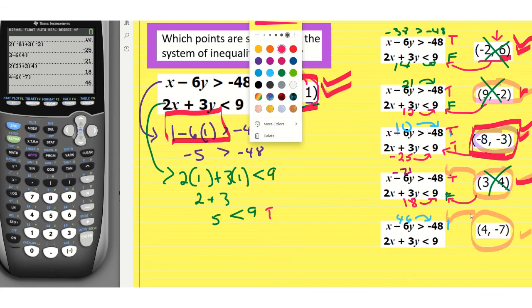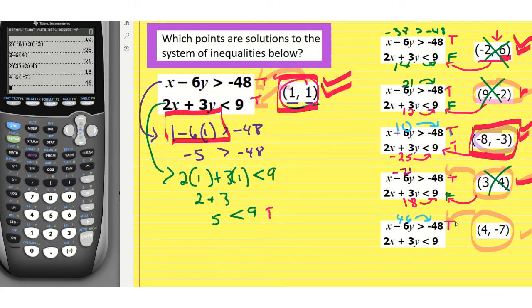That is a true statement right there. Okay, now we're going to test it in the second inequality. Go over here to my calculator, go up there, grab that inequality that looks like the second one, push enter to bring it down, backspace, and where the x is, I'm going to put the 4, and where the y is, the 3 times the y value of -7, close my parentheses again, enter, and that says that this is equal to -13. Is -13 less than 9? Yes, that is another true statement.